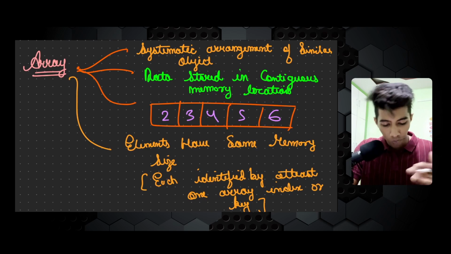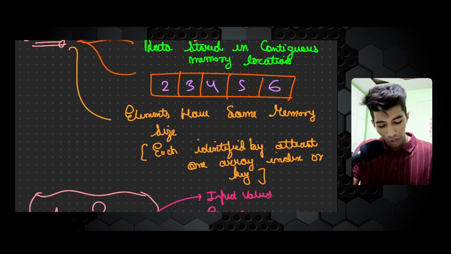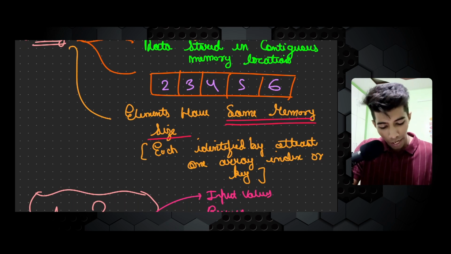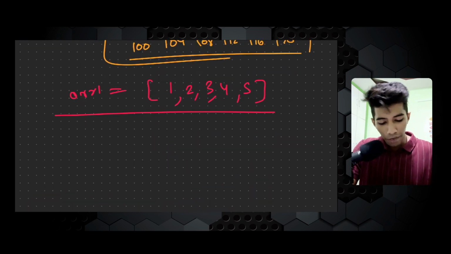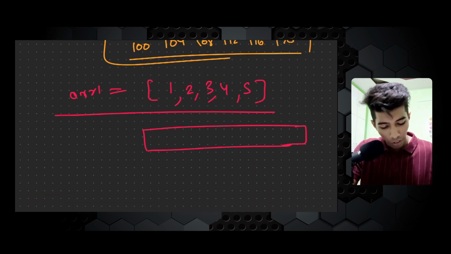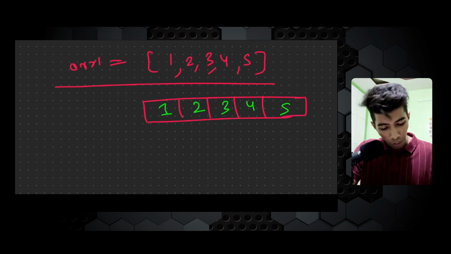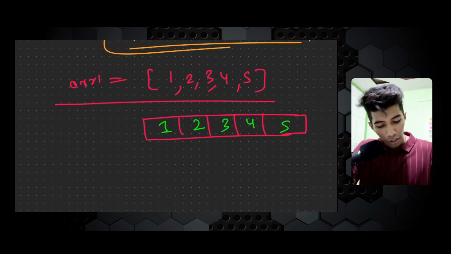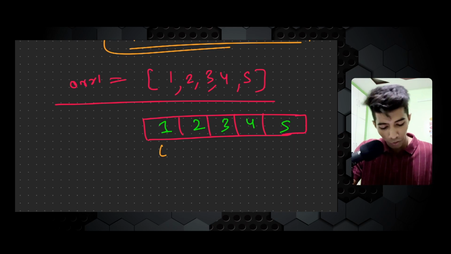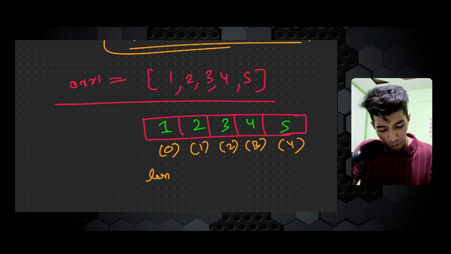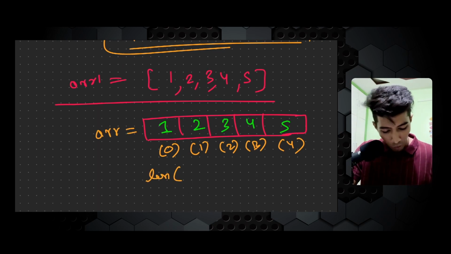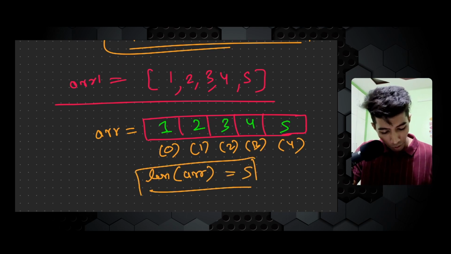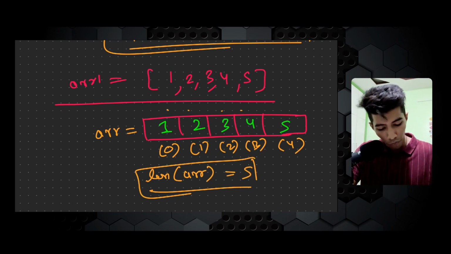So this data structure is considered an array. Here elements have the same memory size, and each is identified by at least one array index or a key. Let me take the example of this array. Each element has an index. The first element we consider as index 0, then 1, 2, 3, 4. When we talk about the length of arr, it will return 5: 1, 2, 3, 4 and 5.